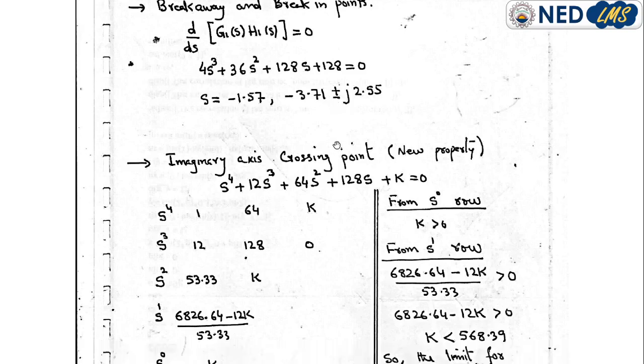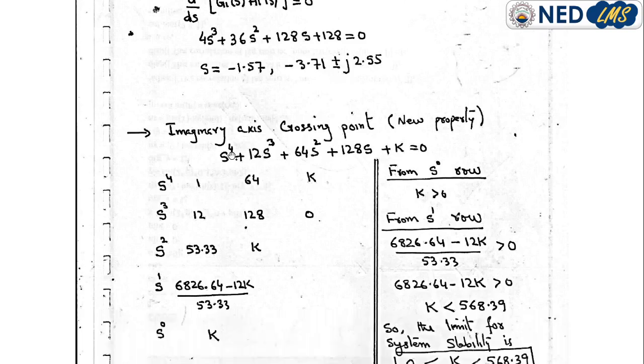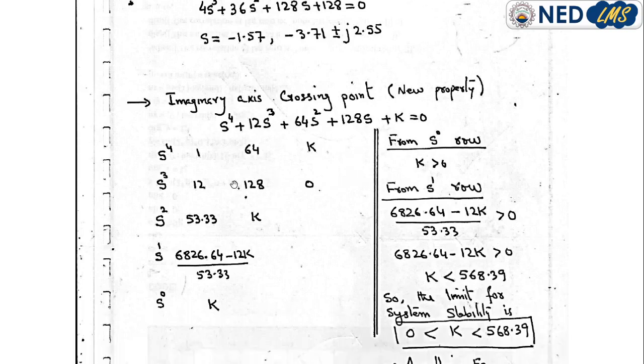Next is the imaginary axis crossing point. By using this characteristic equation, first of all we have to complete the Routh array, and we know that the first column is important for system stability. In this column we must have all positive signs, so I have applied the condition here.